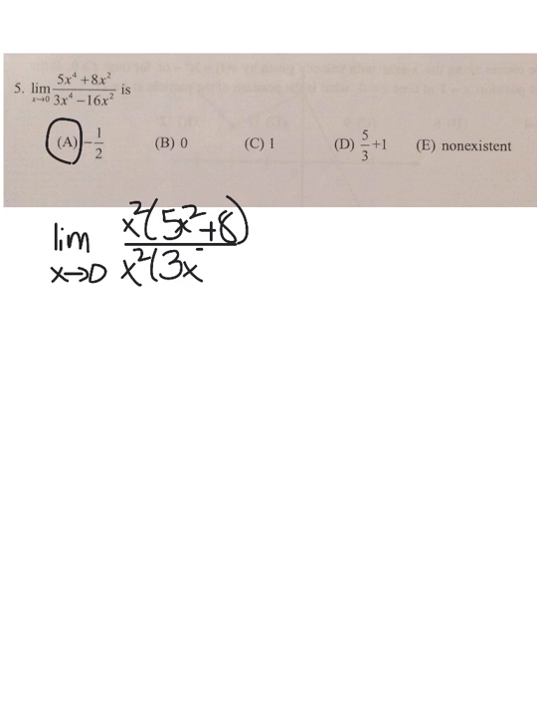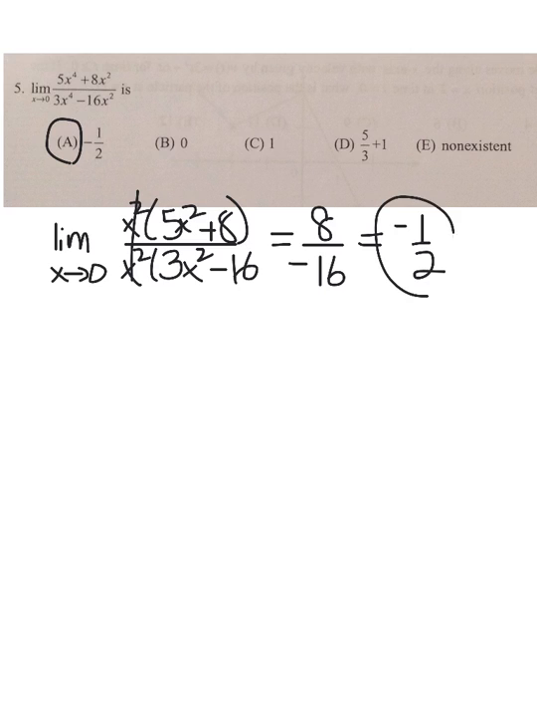All right, so if you plug in 0 right away, obviously you're going to get 0 over 0, so we have an issue there. So what I did was I took out an x squared, and I would get 5x squared plus 8. And then in the denominator, I would also take out an x squared, and I would get 3x squared minus 16. And I could see that those factors cancel out. Now if I plug in 0, I'm going to get 8 in the numerator, negative 16 in the denominator, and that's negative 1/2. So there's your answer.